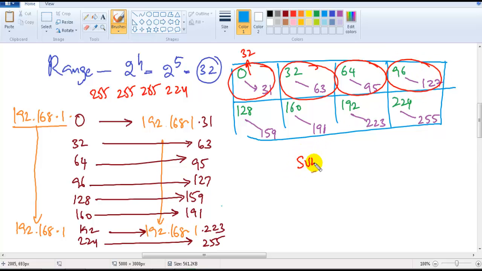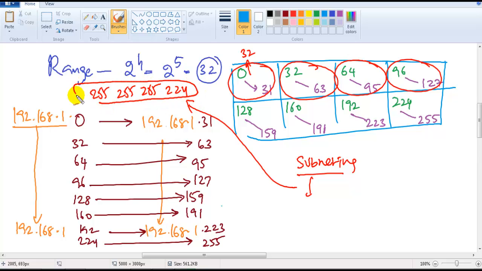So once we do subnetting, the network size changes, everything changes, and the subnet mask also changes, but the device will understand based on the subnet mask here. That is the important thing we need to know.